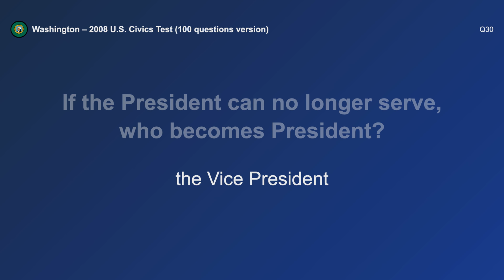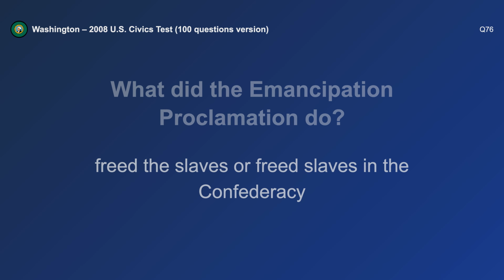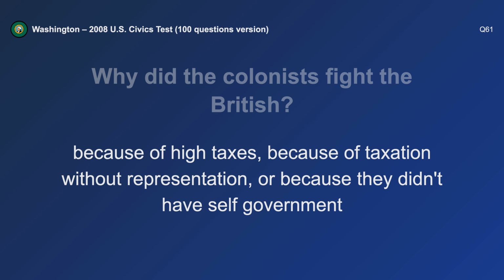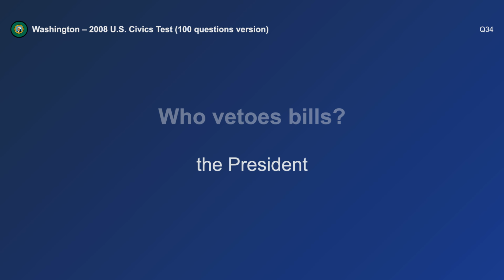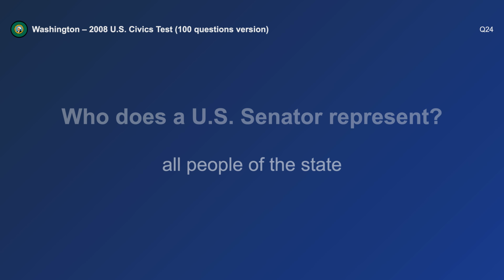If the president can no longer serve, who becomes president? The vice president. What did the Emancipation Proclamation do? Freed the slaves. Why did the colonists fight the British? Because of high taxes. Who vetoes bills? The president. Who does a U.S. senator represent? All people of the state.